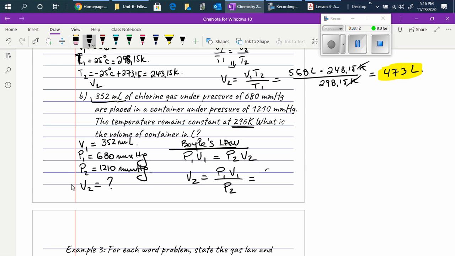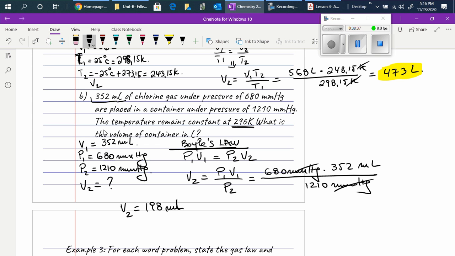So we'll have 680 mmHg times V1 is 352 milliliters over 1210 mmHg. So this is cancelled out. Then the V2 will be 198 milliliters, or if we write it into liters. And as you see from the calculations here, we can say that the volume is decreased in comparison to what we started with. Okay.